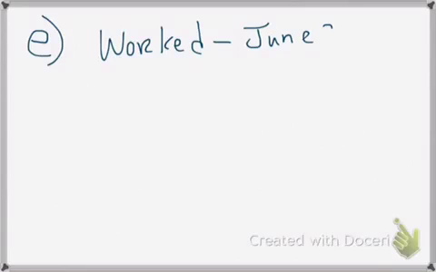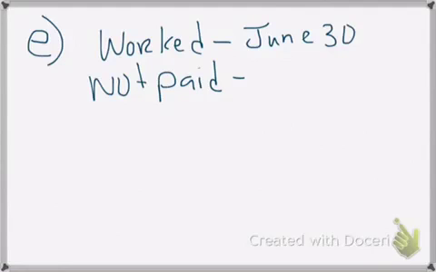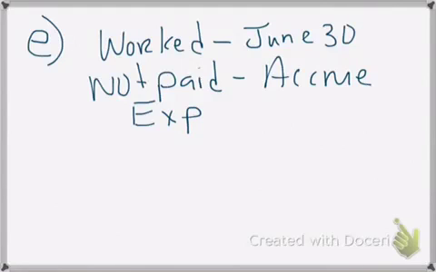What we find here is that we have employees that have worked through the end of June. So they worked, but they have not been paid for this yet. What we have to do is accrue that expense. Anything that has been earned by these employees and we have not paid them yet, we have to accrue it at the end of the time period.